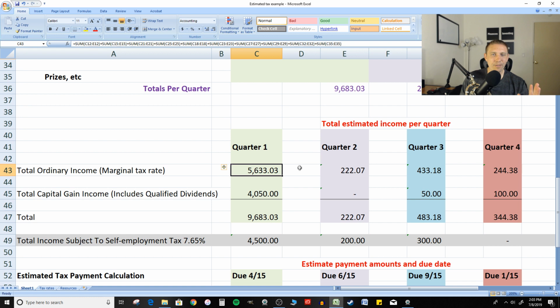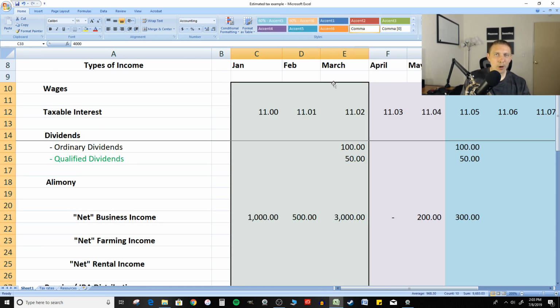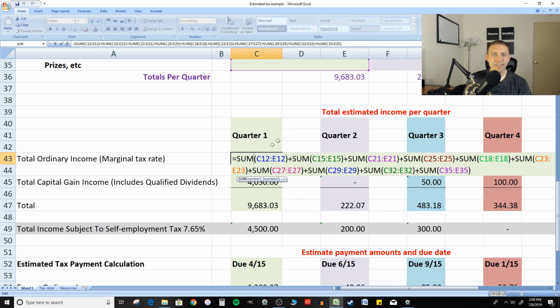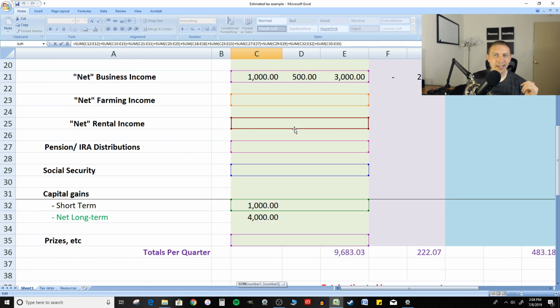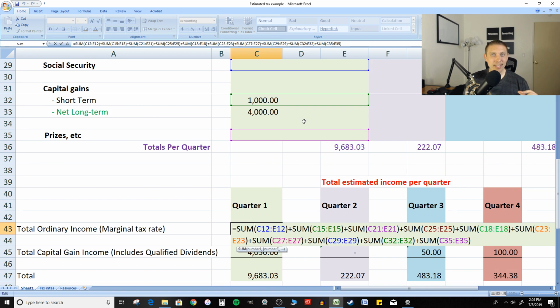So what I've done here, this $5,633, what this means is that this is all the income in here that is subject to marginal tax rates. All the income that is subject to the marginal tax rates, which means it's not subject to capital gain rates or self-employment tax. You're going to see where the self-employment tax comes into play in just a moment. If I double click on this number, you can see the formula of what it's adding up. And you can see all the highlighted cells. That is what it's adding. If you guys find errors in this while you're going, please let me know. I'll be happy to correct them as much as possible.